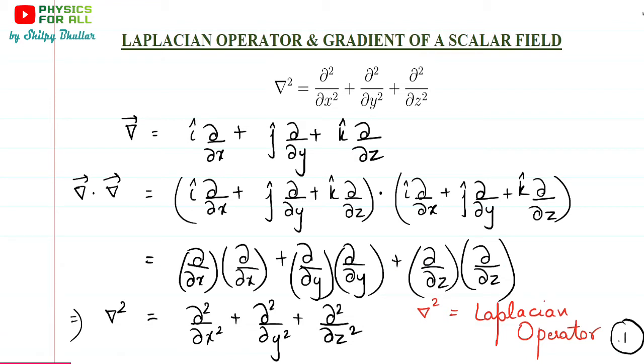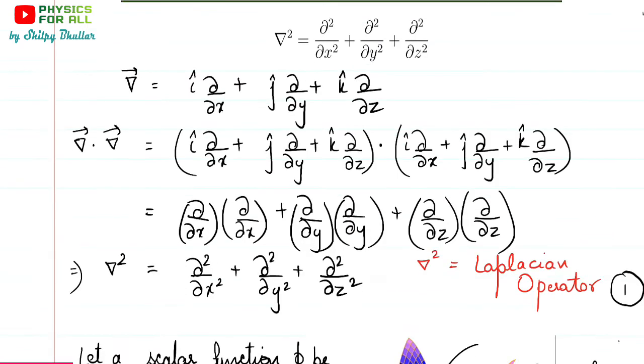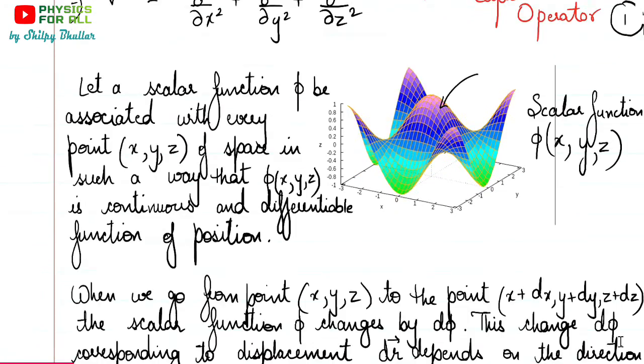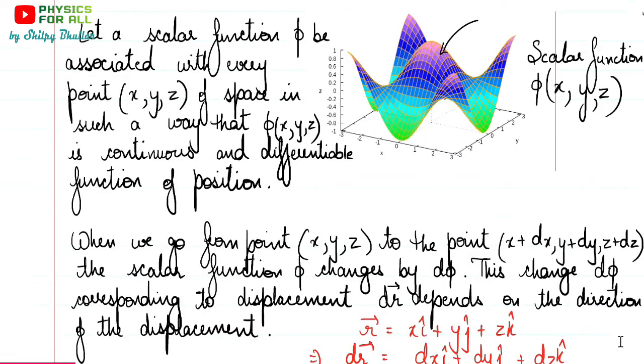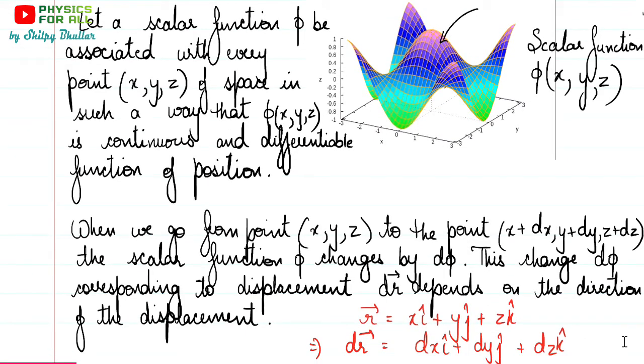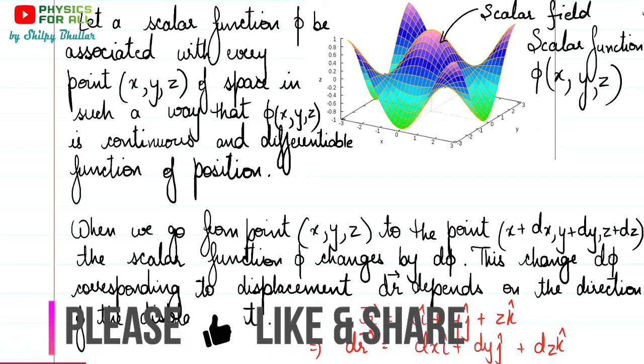We have already studied what we mean by scalar function and scalar field. Okay, so now let's consider this situation. As you can see in the picture, this is some scalar field represented by function phi. So we have scalar function phi, which depends on three coordinates, our space coordinates x, y, and z. As you can see, this spread depends on x, y, and z.